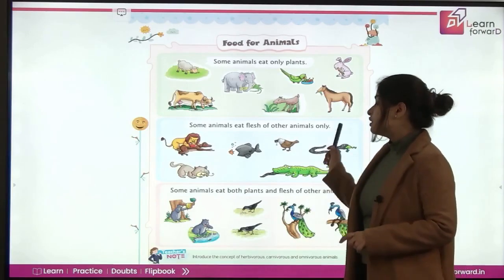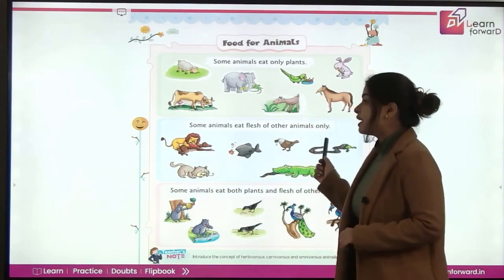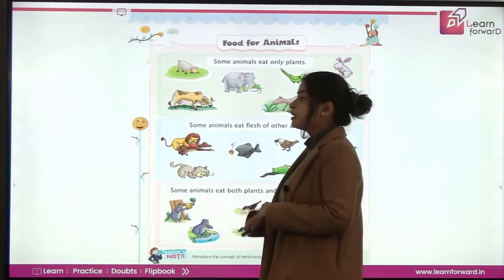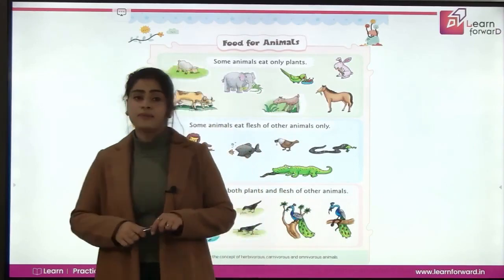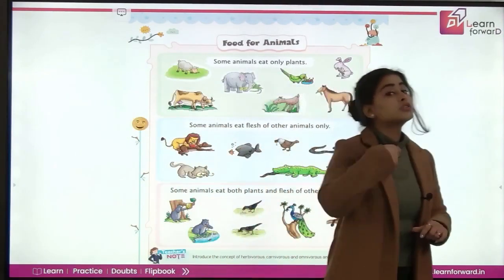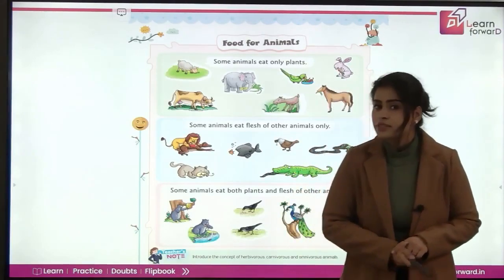Okay, these are some of the dangerous animals. Okay, these animals eat other animals and इन animals को हम बोलते हैं carnivores. Okay, we call them carnivores animals. जो animals दूसरे animals को eat करते हैं, that are called carnivores animals.